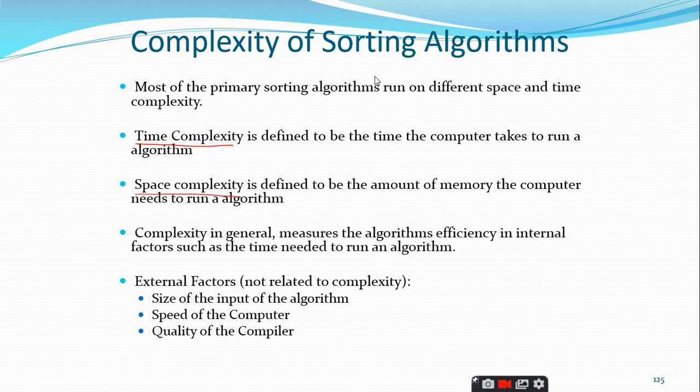And when you want to compare the efficiency of the algorithms, you always have to prefer these two terms. The time complexity is defined as the time that the computer takes to run an algorithm. Similarly, the other parameter is the space complexity, which is defined as the amount of memory the computer needs to run the algorithm. So these are the two external factors you need to consider to find the efficiency of the algorithm.